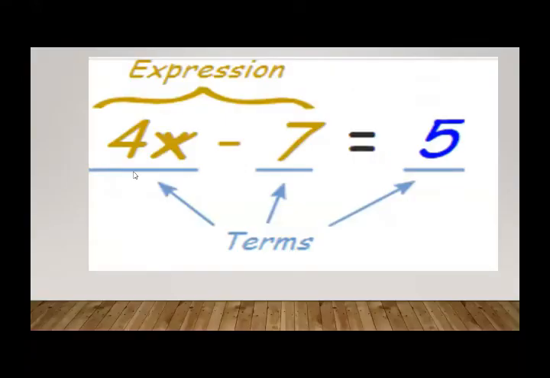There is a complete example for algebraic expression, which is 4x minus 7 equal to 5. We see 4 is the coefficient, x is the variable, then 7 and 5 are the constants, and they are connected with minus sign. Each one of them, means 4x, 7 and 5, is known as a term of the algebraic expression.